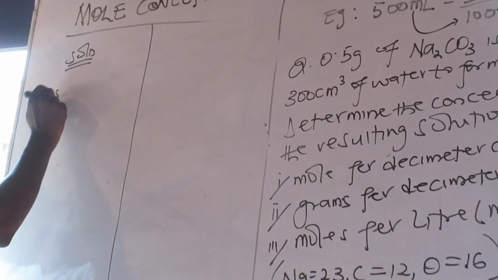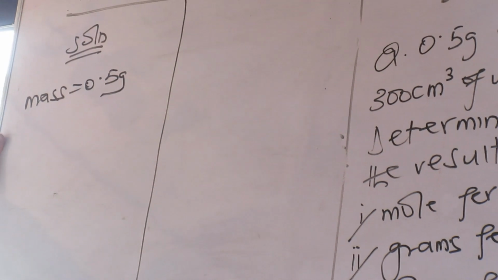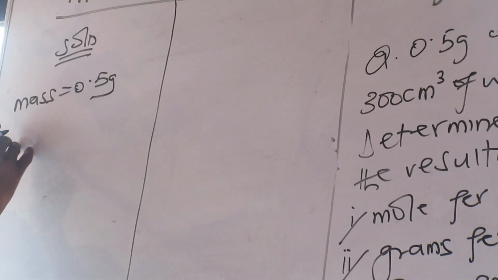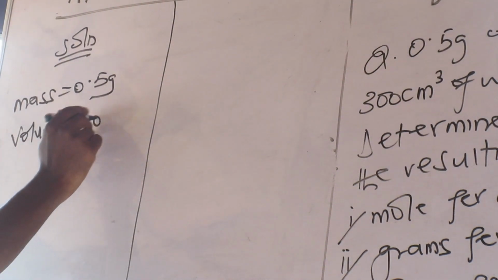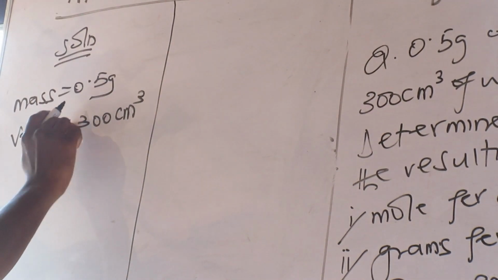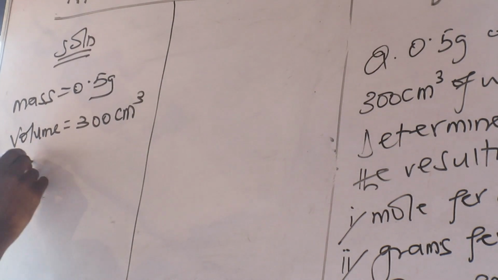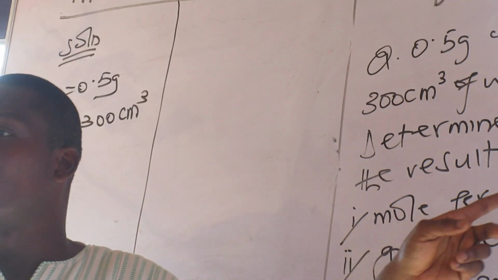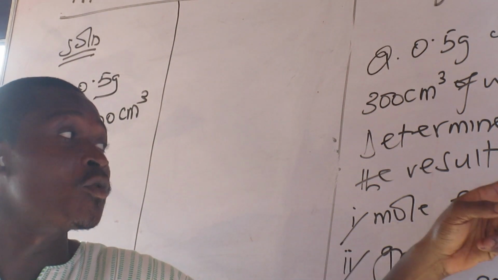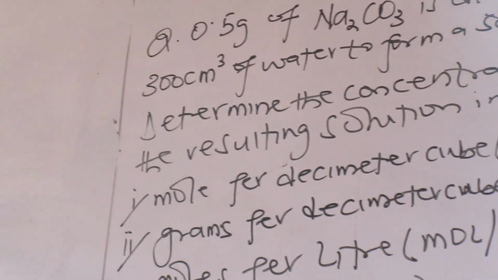So the solution to our problem here. I have the mass 0.5 grams, and I have the volume to be 300 centimeter cube. Now determine the concentration of the resulting solution. Now I have to look for the concentration in moles per dm cube. The only formula which can help me to get moles per dm cube is the amount concentration technique, right?